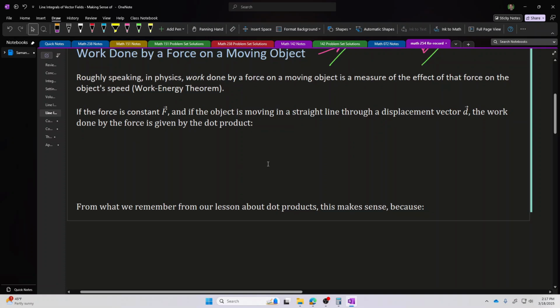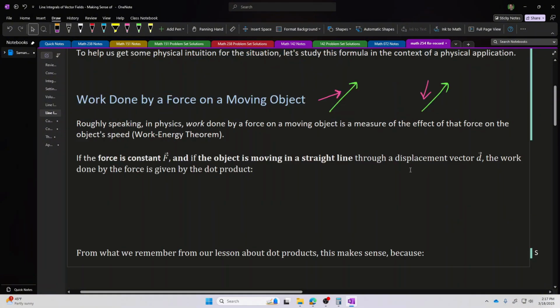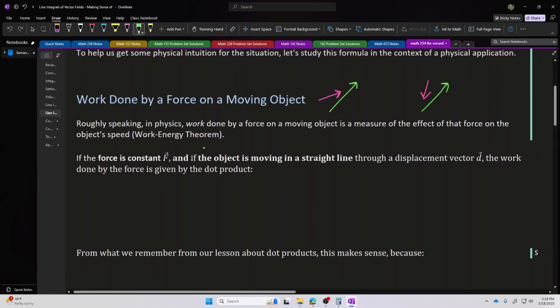Now, if you're dealing with a very, very simple situation where the force acting on an object is constant and the object is moving in a straight line, so the object's movement can be represented by a straight displacement vector called d, in this special case, the work done can just be found by taking the dot product of the force vector and the displacement vector. And this makes sense, right?